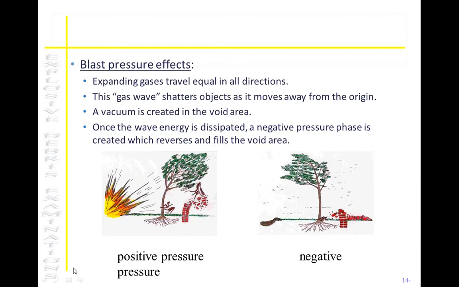The first is blast pressure effects. This is caused by the expanding gases which are going to travel equally in all directions. The gas wave is going to shatter objects as it moves away from the origin, but this is also going to create a vacuum, which is then going to have a negative pressure effect. Most of the damage, however, is going to occur during that positive movement.